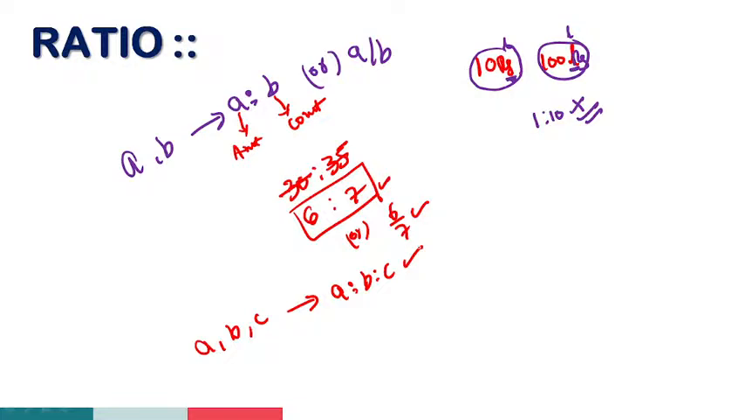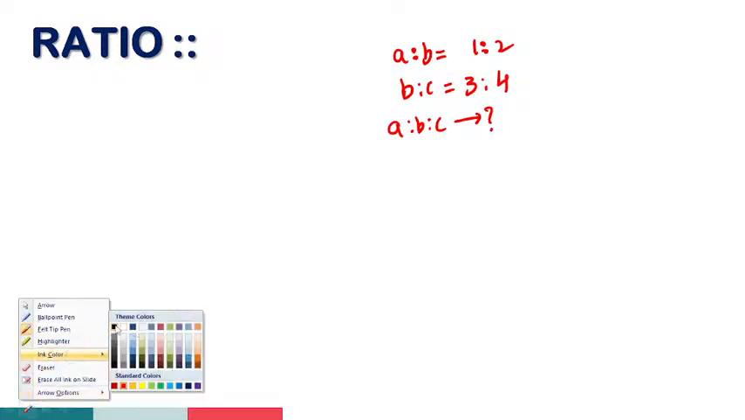Right, and how do we find the ratios, guys? For example, A is to B is equal to 1 is to 2 and B is to C is equal to 3 is to 4. Then find out A is to B is to C. We can solve it with different methods, no issue.